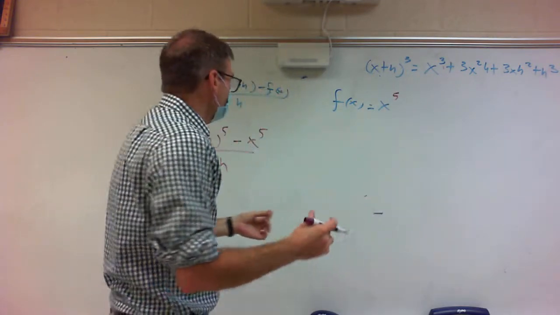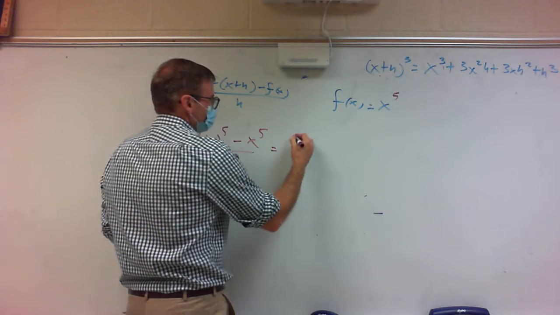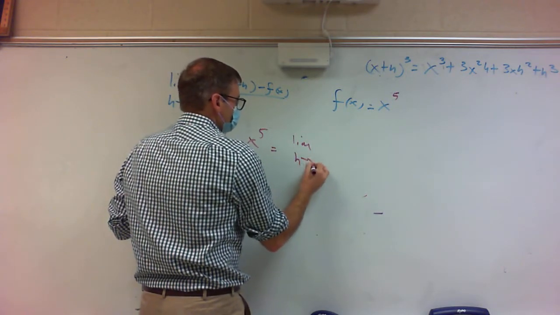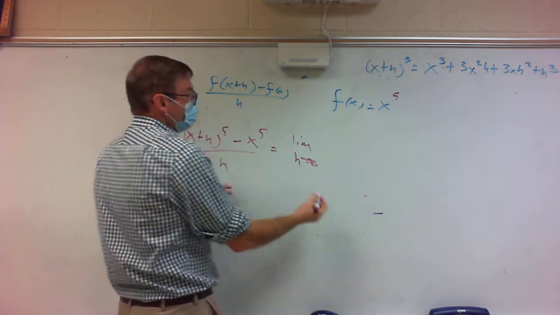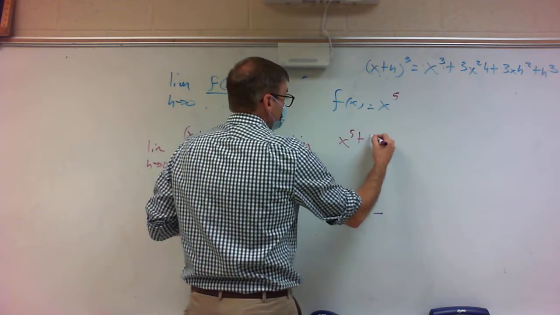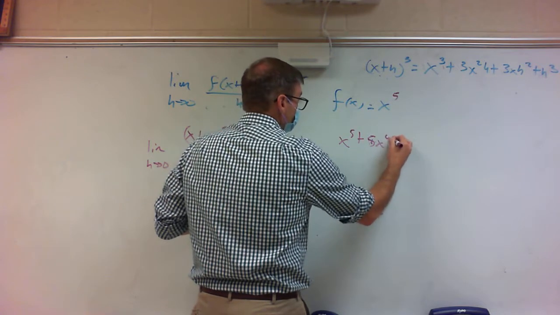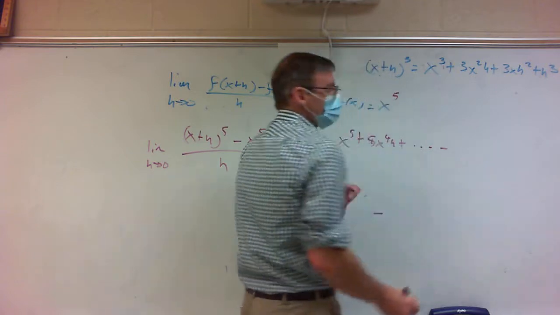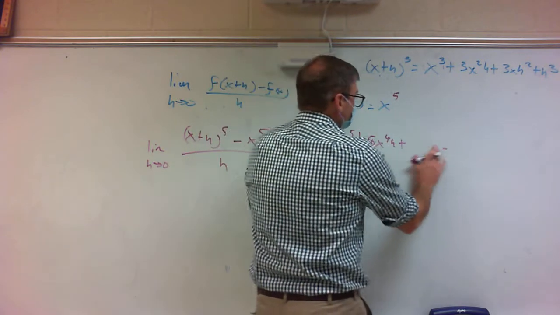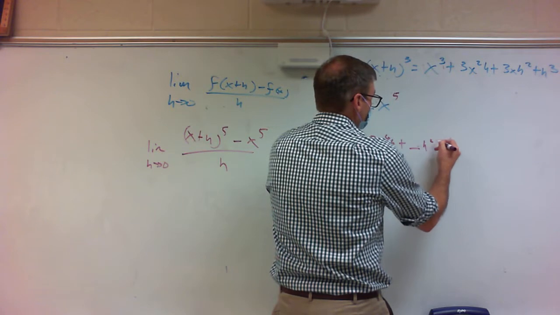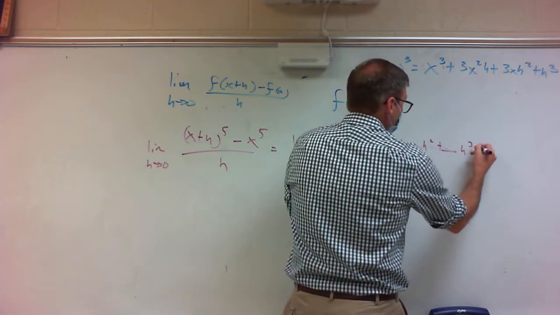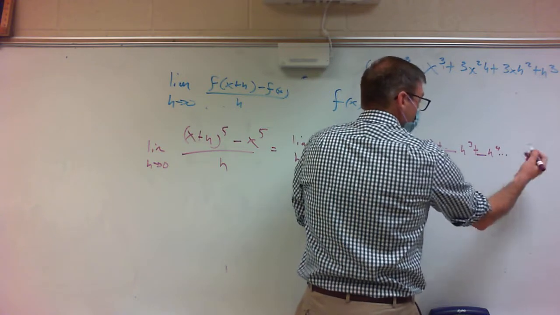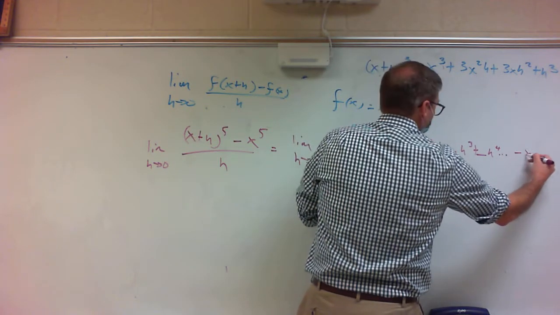And here's why. Normally if I were to raise this, the first couple of terms are actually pretty easy. So we have the limit as h goes to 0. X plus h to the fifth is going to be x to the fifth plus 5x to the fourth h plus a bunch of stuff that's not going to matter, and here's why. It's going to have something h squared plus something h cubed plus something h to the fourth, dot, dot, dot. And then I end up with my minus x to the fifth.